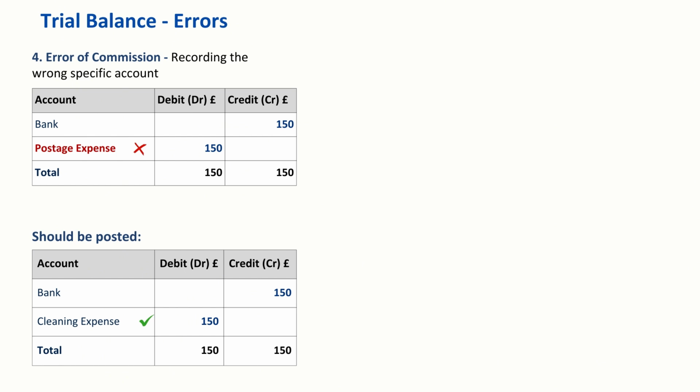Simple example: the business pays £150 for cleaning supplies. Correct expense account is cleaning expense, but the bookkeeper accidentally posts it to postage expense. Wrong entry made: debit postage expense £150, credit bank £150. Bank entry is correct. The only problem is the wrong expense account was used.